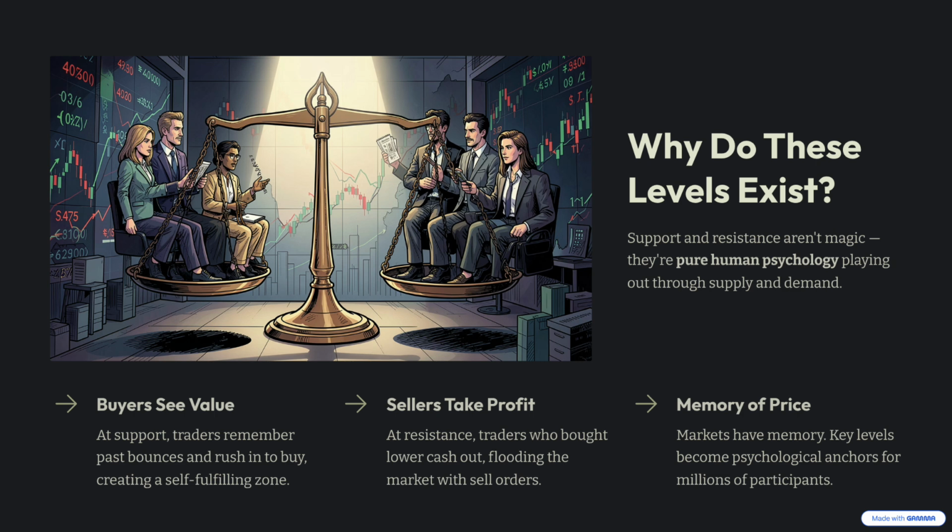These aren't random numbers. They're created by human psychology and real buying/selling pressure. See how the price respects these levels? It's like the market has memory. Let's look at some real examples so you can see this in action.